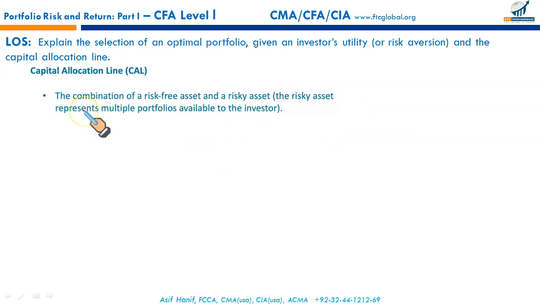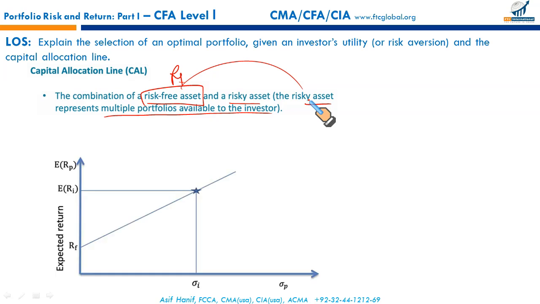Next is the capital allocation line. What is a capital allocation line? Basically, it's the combination of a risk-free asset and a risky asset. And what is a risky asset itself? The risky asset is the multiple portfolios available to the investor, the combination of risky assets. So if we combine a risk-free asset with the risky assets, the line that is drawn using different returns is called the capital allocation line. Let me show you.